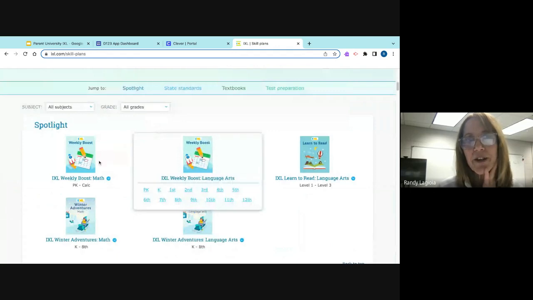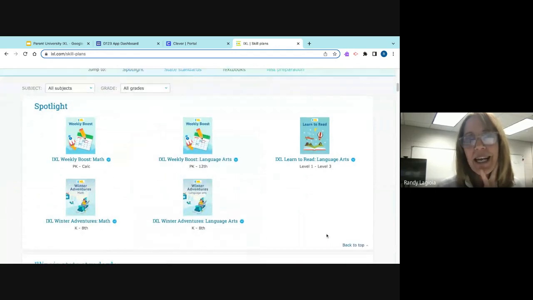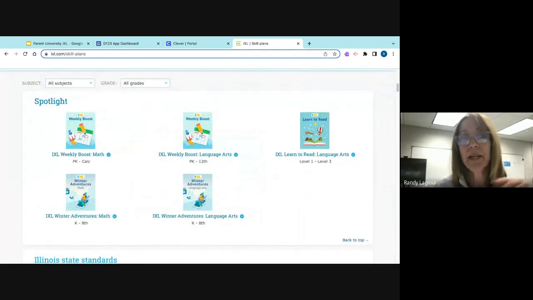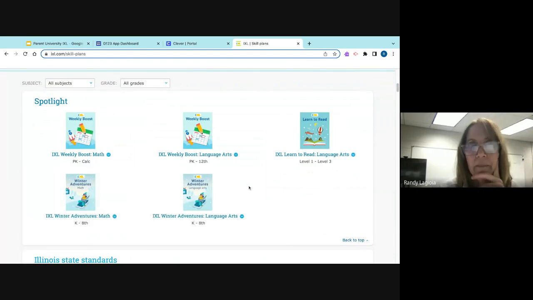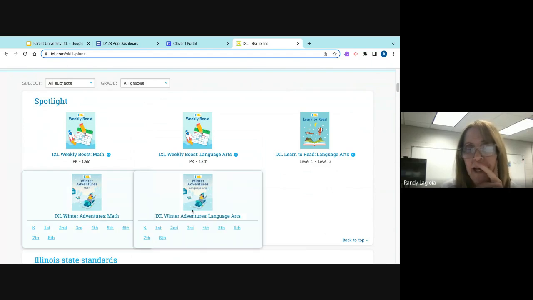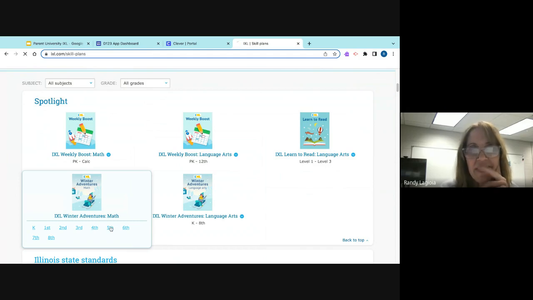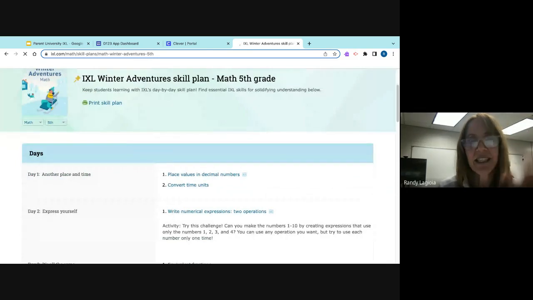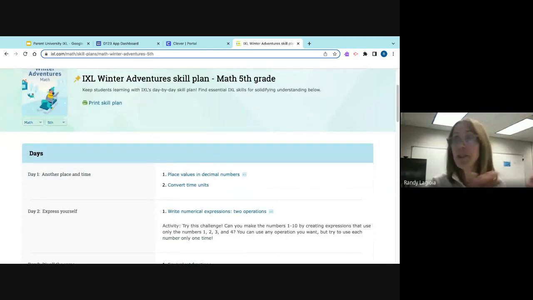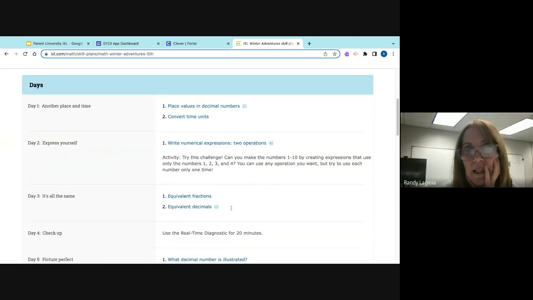there's this area here called Spotlight. And those are not pinned by a teacher. Those are available to anyone. And right now, because it's winter, they have winter adventures for math, winter adventures for language arts. So it's a list of skills. It's a list of skills that have been probably taught up to this point midway through their year. So this is another way.